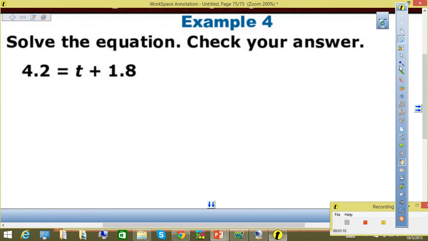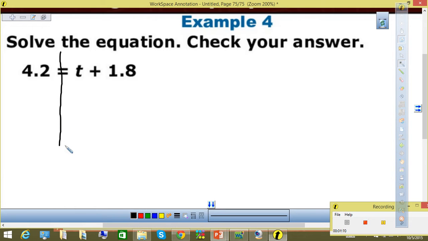Here we go. First thing we do, we draw a line down the equal sign. Lo primero que hacemos, dibujen su línea bajando el signo de la ecuación. So, what is the operation next to the variable? ¿Qué es la operación después de la variable? Addition, so what is the inverse? ¿Qué es lo inverso? Subtract. What is that number? 1.8. And subtract 1.8. Whatever we do to one side, we do to the other.